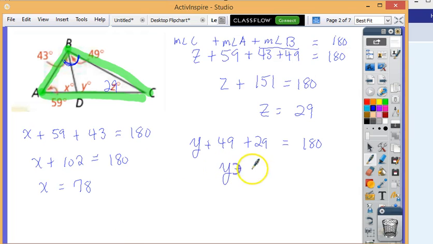So Y plus 78 is equal to 180. Y is equal to 102. You want to know something interesting? What's the relationship between X and Y? They're linear pairs. What do we know about linear pairs? So I should be able to add whatever I got for X and whatever I got for Y together and get 180. 78 plus 102 is equal to 180.